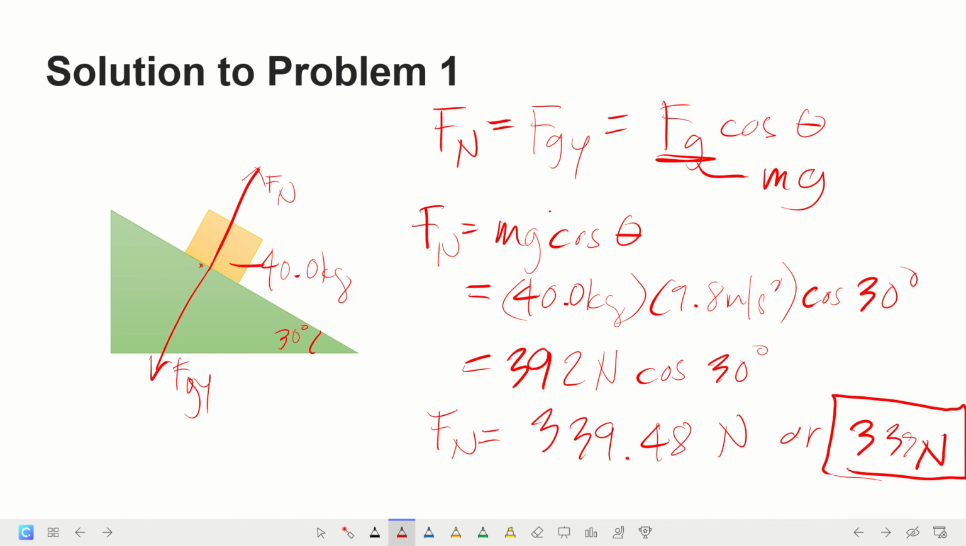Okay. So, how about if we want to prevent our object from sliding down the plane? What is the amount of the pulling force we need to exert to prevent this object from sliding? So, let us now create an equation.